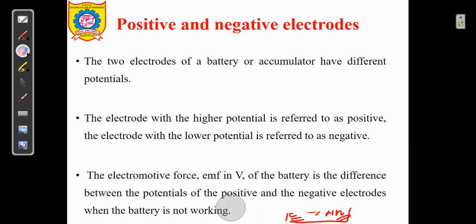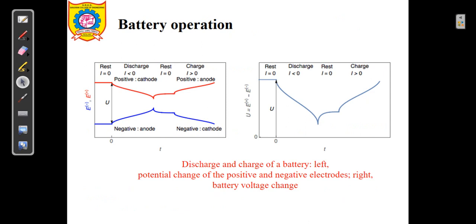This is the simple logic behind the electrodes. Now you can see this diagram. Here, in the battery operation, you can see the E plus is a reaction. It is a positive electrode, and this is a negative electrode. Now you can see when the positive electrode starts getting discharged. During this condition, the positive electrode is a cathode and the negative electrode is an anode.